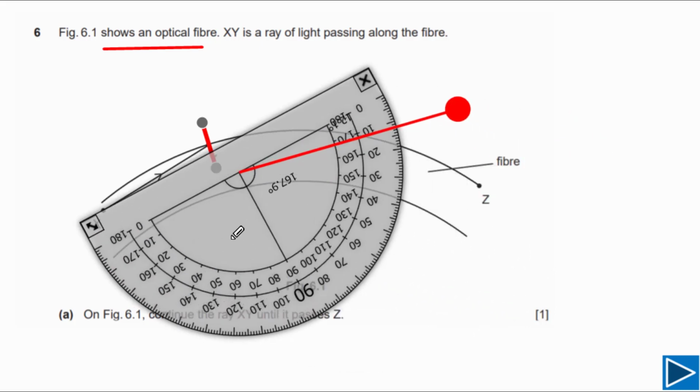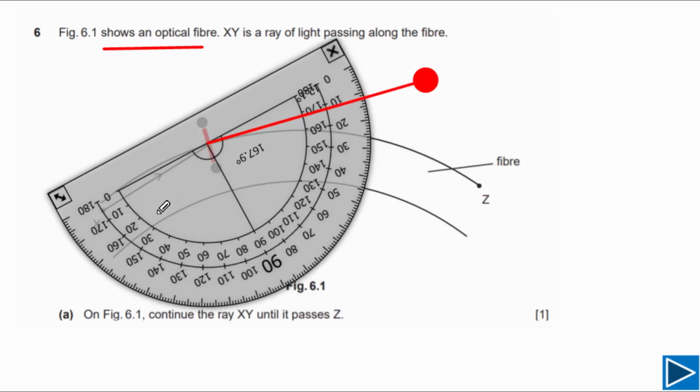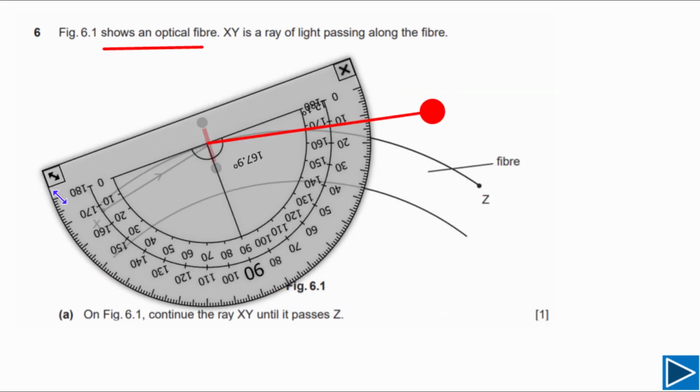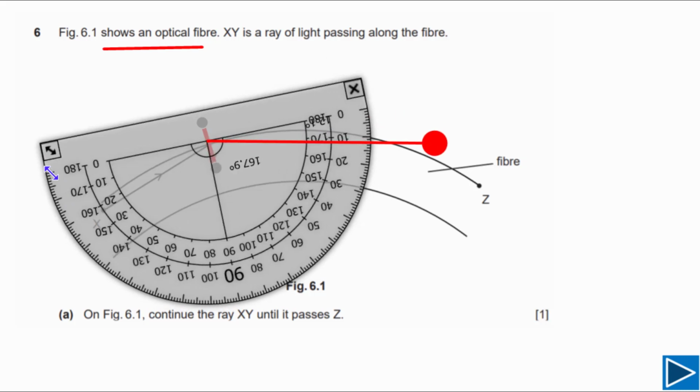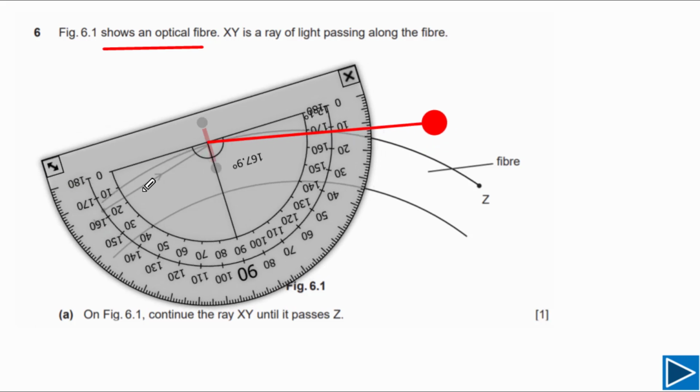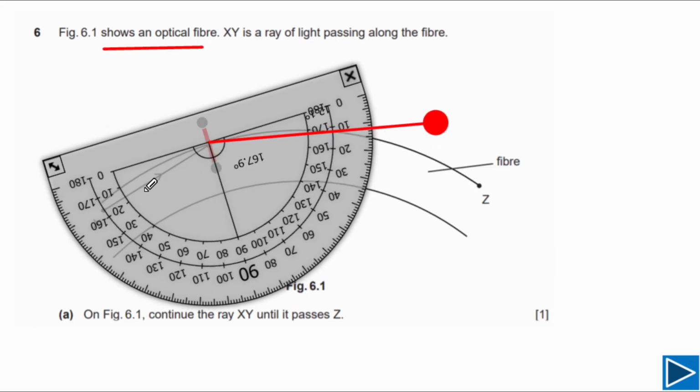First of all, we need to align our protractor. You can see this is how you need to align this one. A little bit you can adjust. This is how you need to align your protractor with the normal line.